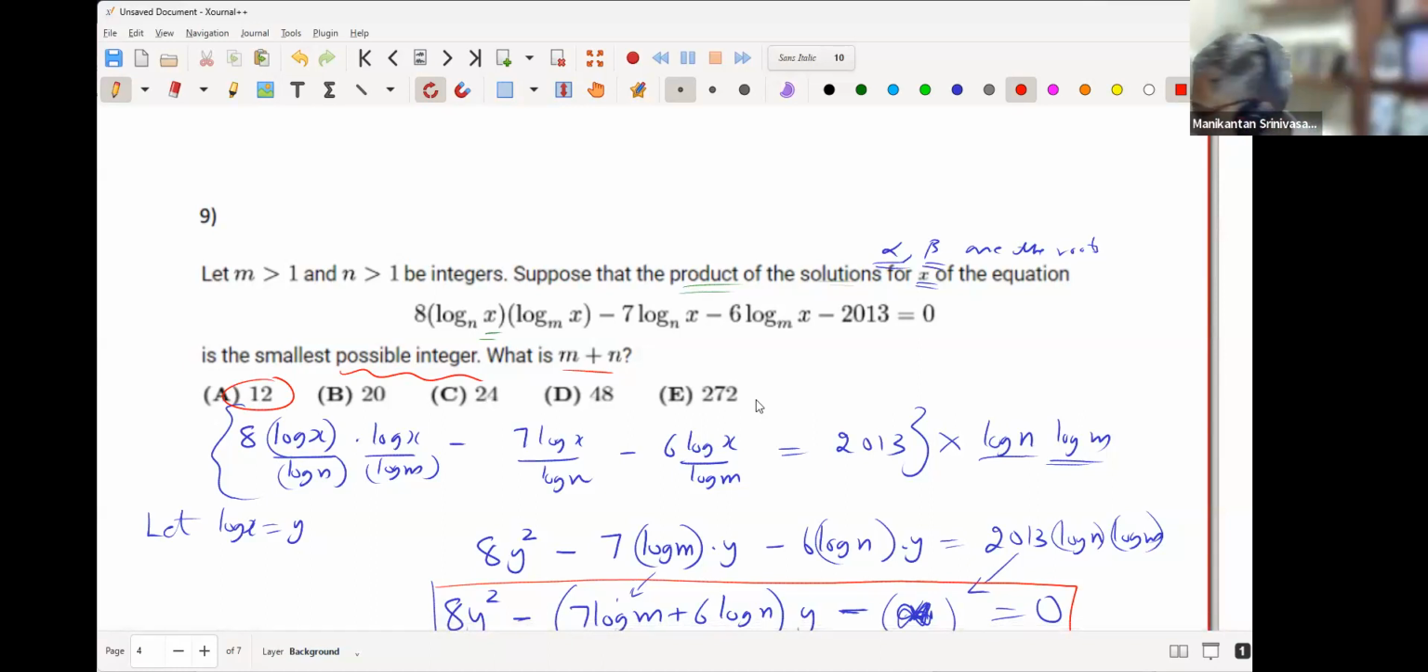Pritisha, were you able to do this one? Yes, sir. Okay, wonderful. Anyone else? Rahil, is this clear to you? Yes, I got it. Okay, cool.